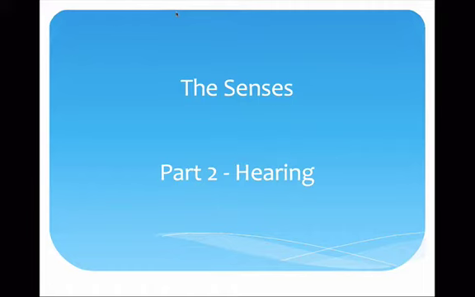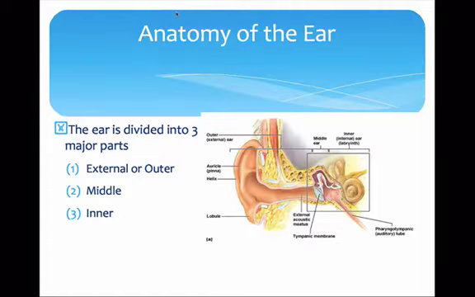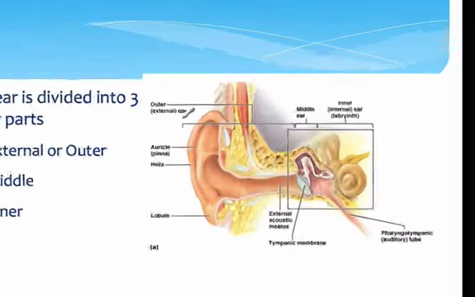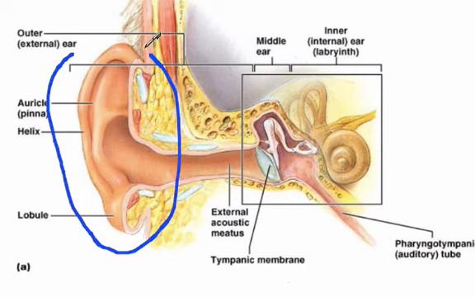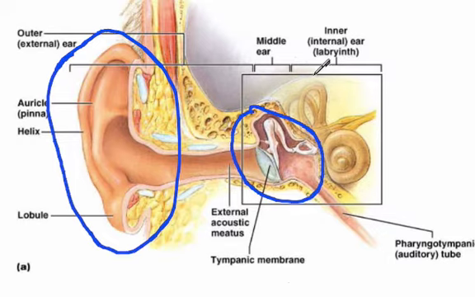Part 2 looks at hearing. To start our unit on hearing, let's take a look at the anatomy of the ear. And when I say anatomy of the ear, I mean the whole system that allows us to hear. This is divided into 3 major parts. Part 1 is the outer ear, and that's the part everybody thinks about when they think of hearing because it's so visible. Part 2 is the middle ear, and part 3, deep inside your head, is the inner ear.